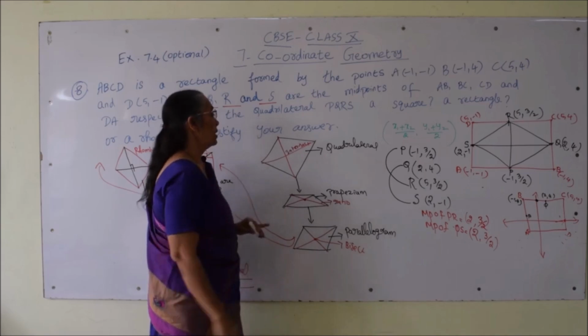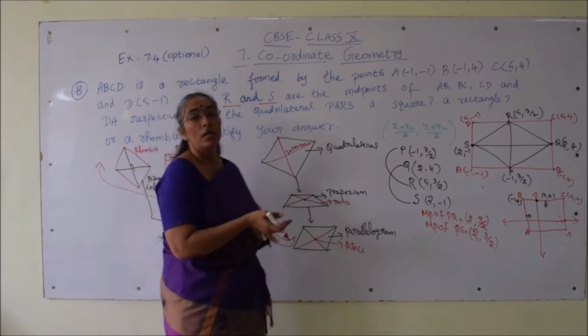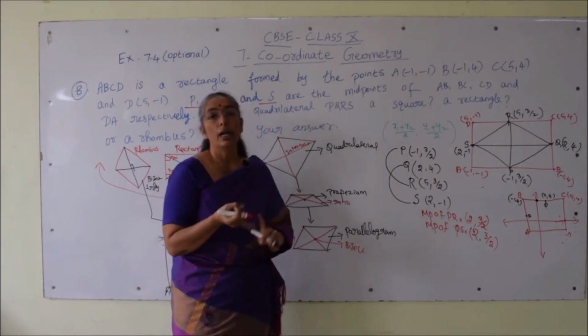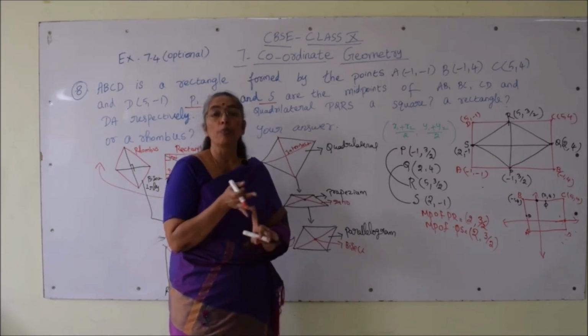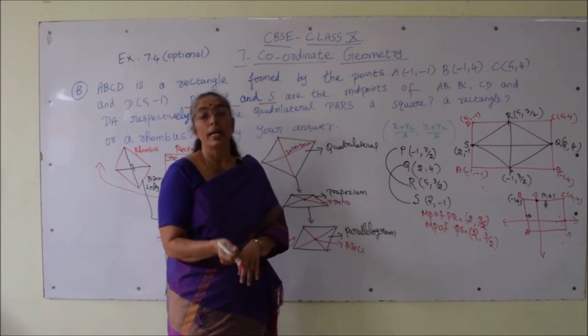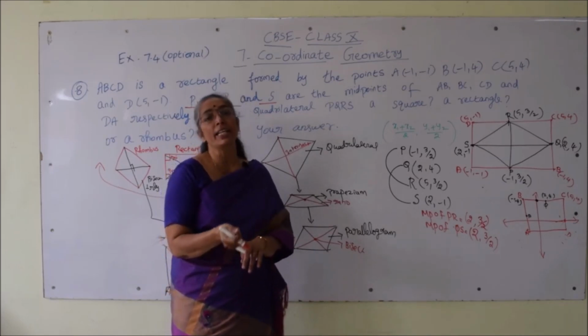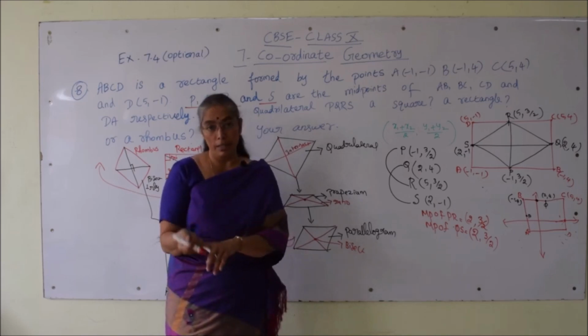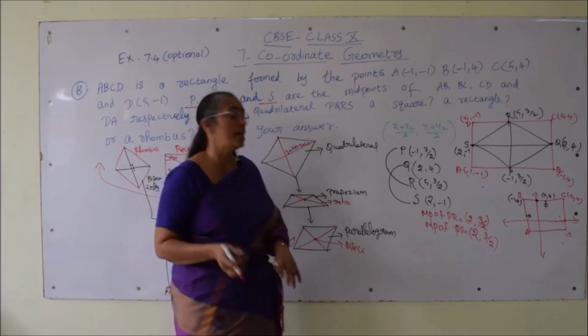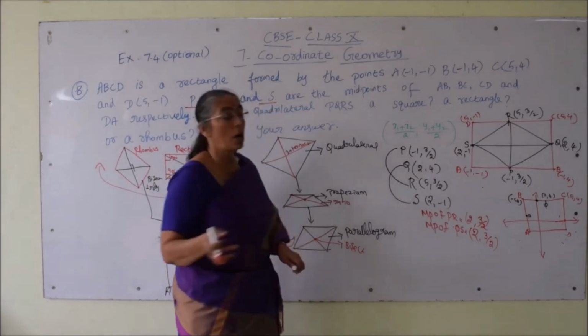Now the next condition we should check is whether the diagonals are equal and perpendicular. If both conditions are satisfied, then it is a square. If only one condition is satisfied, it is a rectangle if the diagonals are only equal. If it is only perpendicular, then it should be a square. Sorry, a rhombus.